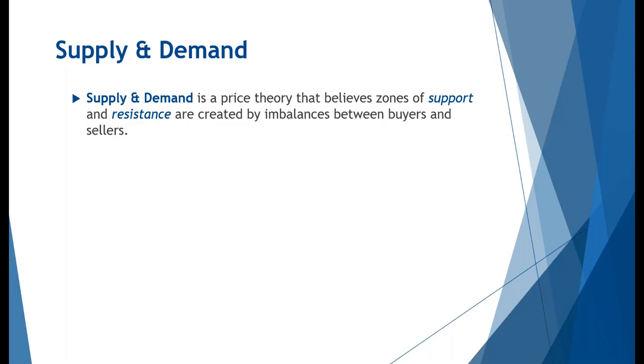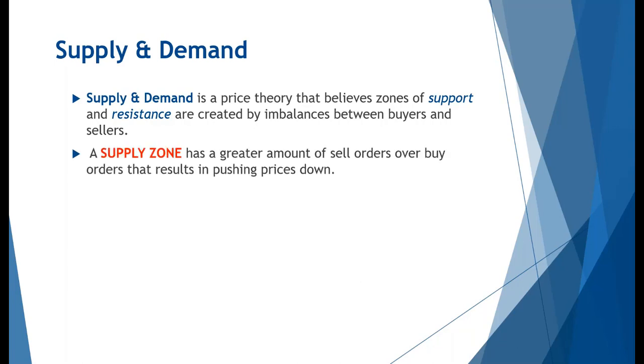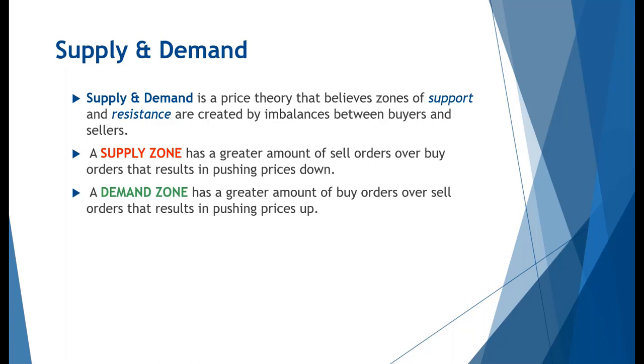And supply and demand is a price theory that believes that these areas represent imbalances between our buyers and sellers. So a supply zone, or an area of resistance, is where we'll find a greater amount of sell orders over buy orders, and therefore we result in pushing prices down. A demand zone has a greater amount of buy orders, or represents an area of support, and typically pushes prices up.